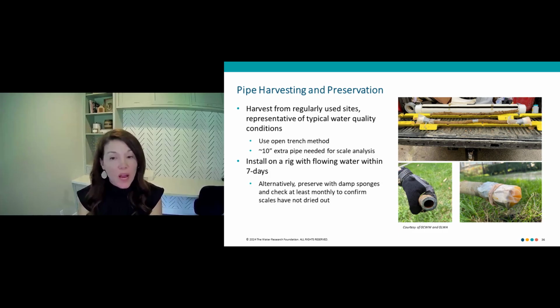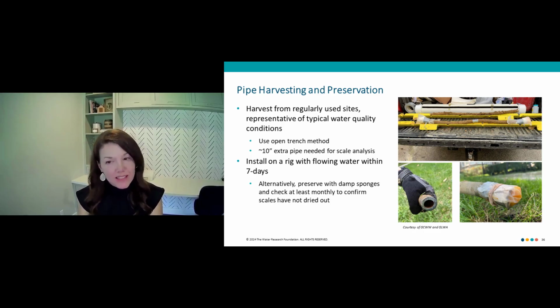In terms of harvesting, we want to capture materials from regularly used sites that are representative of typical water quality conditions. So ideally, we don't want to harvest from locations like abandoned properties where water has not been regularly used and flowing through the service line. In addition, if you have different water sources throughout your system, you may want to capture lines from those different areas that are served by each source, as there could be differences among the scales on those pipes, which might be important to understand and test during your study.